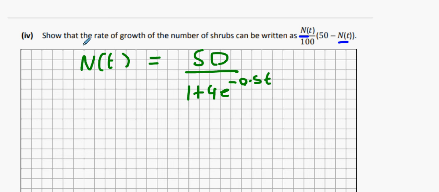Alright? Now look at this. Show that the rate of growth of the number of strokes. What does rate of growth mean? Rate. First derivative. You're going to have to differentiate this, okay? What rule would you differentiate this with?